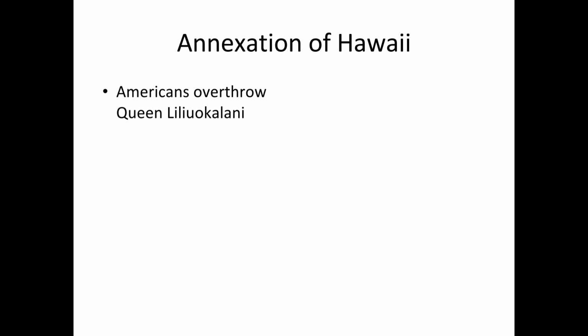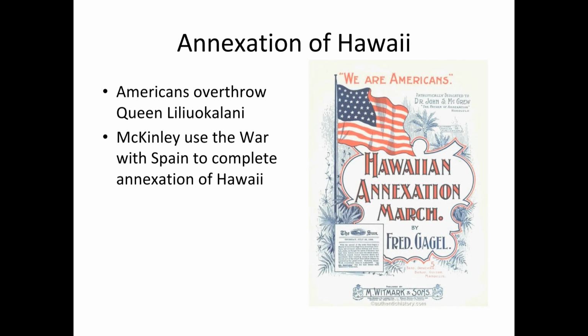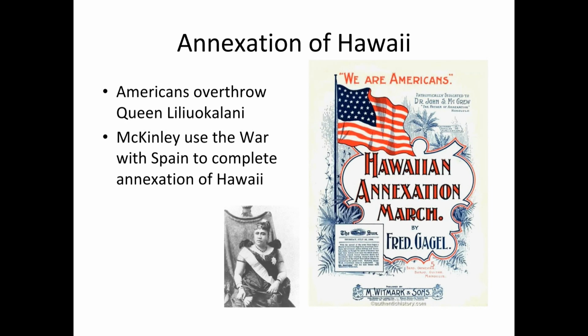We then overthrow Queen Liliuokalani in Hawaii. We use the war with Spain to completely annex Hawaii. And we also had large business interests, for example, the Dole fruit companies and large rubber and sugar plantations in Hawaii. So business interests were very much in favor of gaining and annexing Hawaii. And it also provides us a secure military naval base in the Pacific so that we could quickly get to Asia if we needed to.